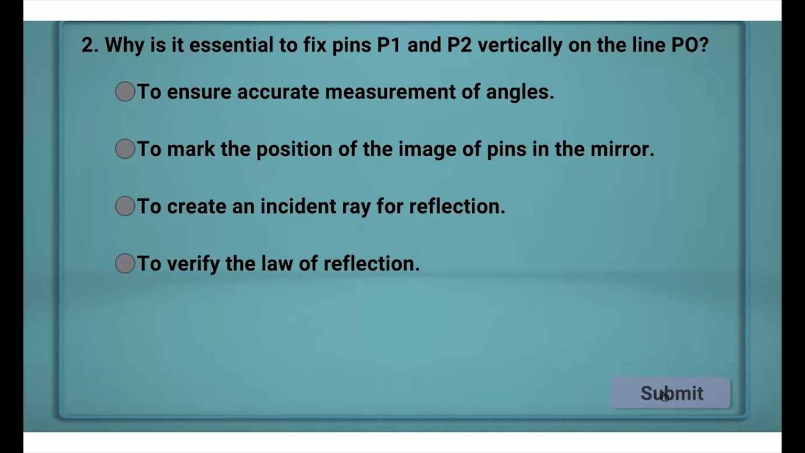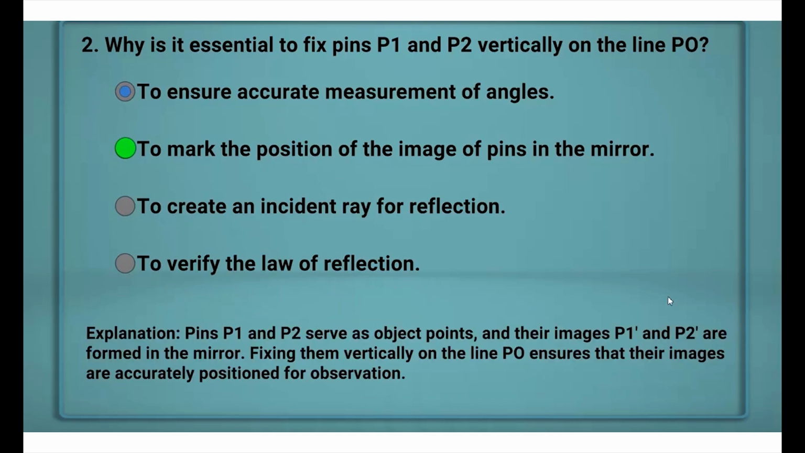Why is it essential to fix pins P1 and P2 vertically on the line PO? Incorrect answer. Explanation: pins P1 and P2 serve as object points, and their images P1' and P2' are formed in the mirror. Fixing them vertically on the line PO ensures that their images are accurately positioned for observation.